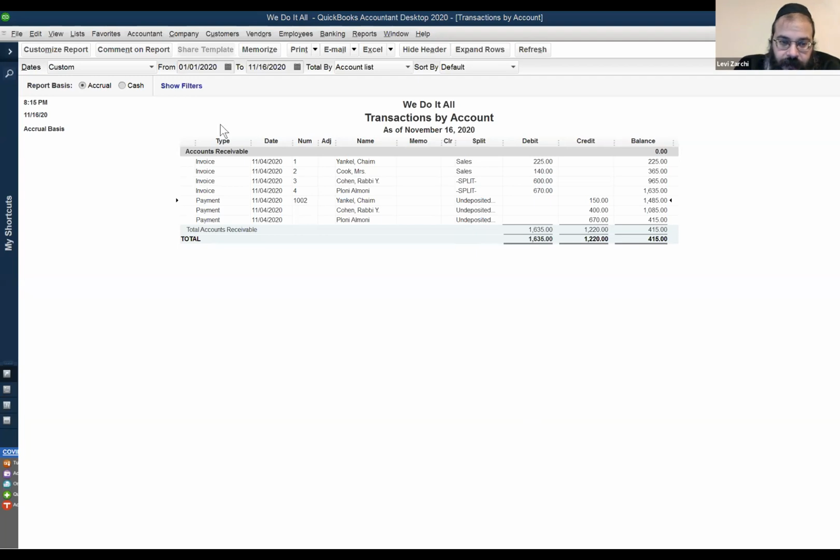Someone's asked me, how do I get to the page that has the bank statement with the names? This doesn't have the bank statement. This is the accounts receivable. You double click on any line that has an arrow, and it'll drill down further.